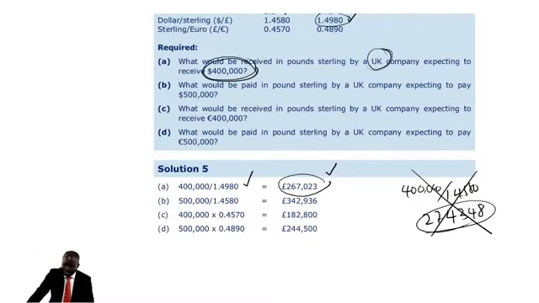What will be paid in pound sterling by a UK company expecting to pay $500,000?